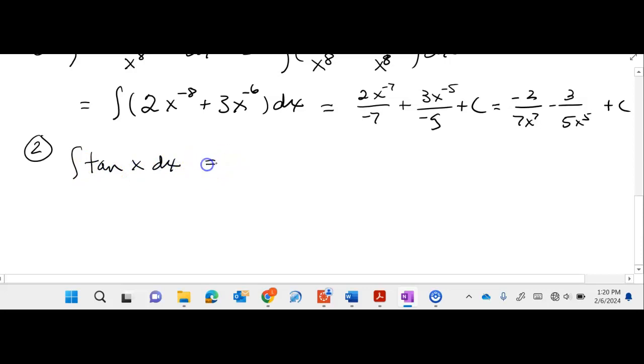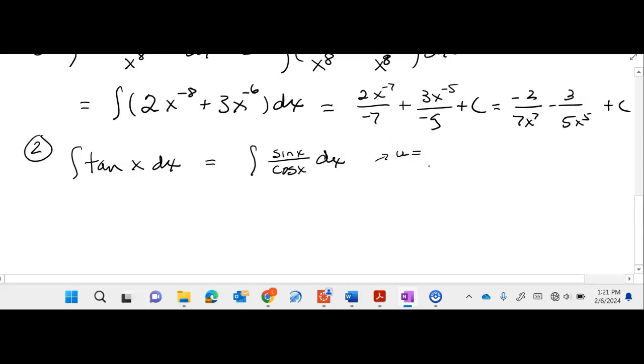You can take a basic trig function like tan that you don't have an integral for, and you can simply rewrite it as sine x over cosine x. That allows us to very quickly use our u sub.